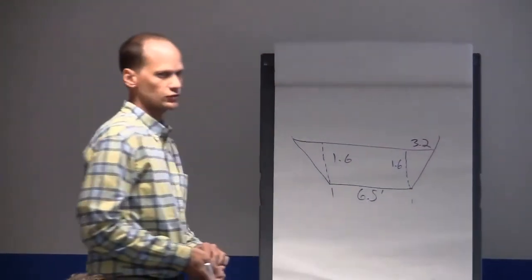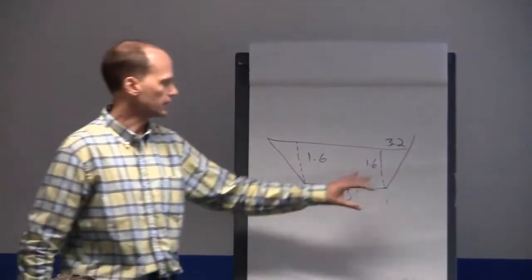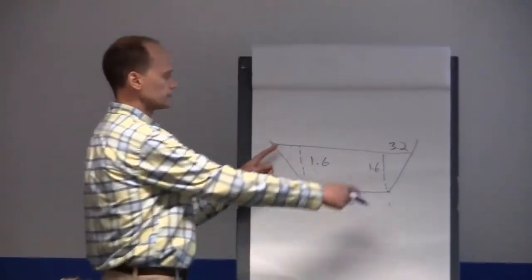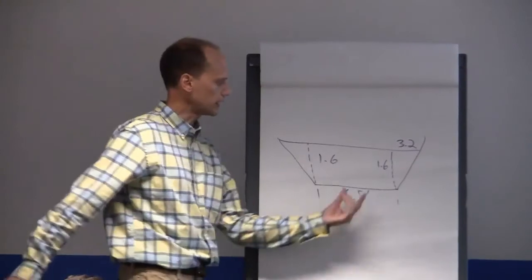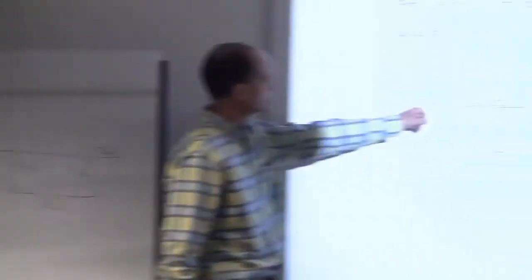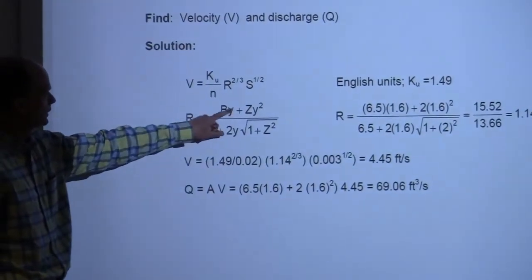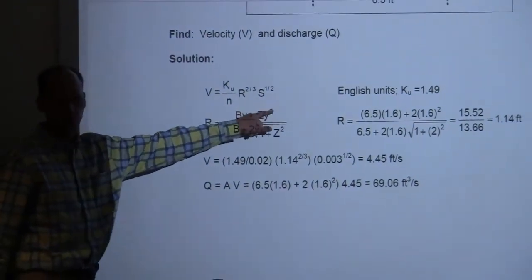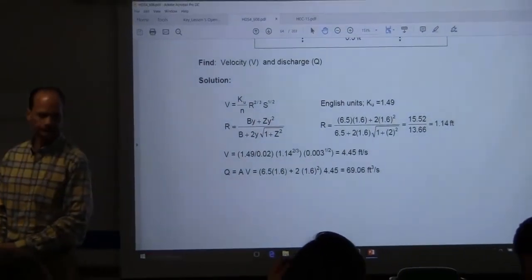And then it's just 1/2 base times height, and I have the area of this triangle, and then I multiply that by 2. And I have the area of the two triangles, and I add that on to the area of the rectangle. Or you could just use this equation, which is 6.5 times 1.6 plus 2 times 1.6 squared, and you get the same answer.